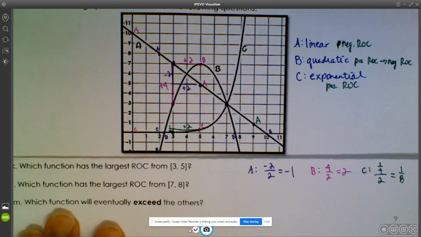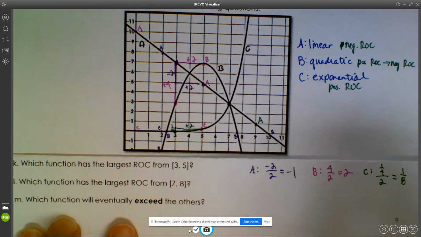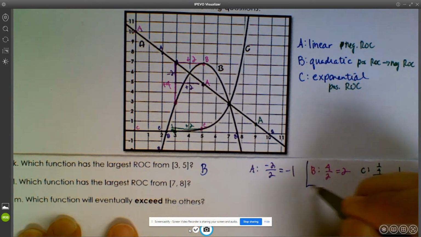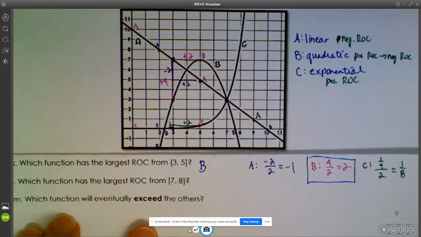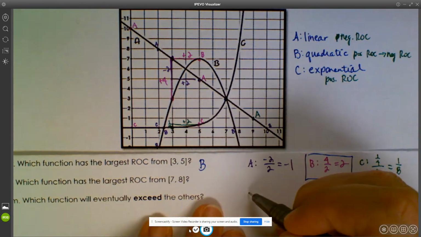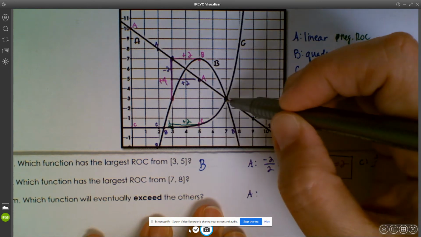So what's the largest rate of change? Well, it's function C. No, my bad. It's function B, the largest. That's this one. All right. Let's see what the rate of change is from x equals 7 to x equals 8. So once again, let's look at function A from 7 to 8.